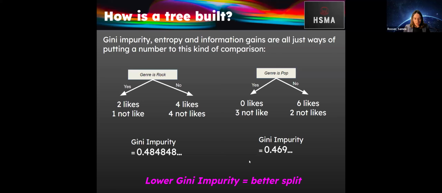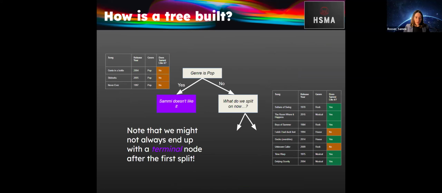So if we do this for our 2 different splits in this case, we find that this one over here, where the genre is rock, gives us an impurity of 0.484848. The one on the right gives you 0.469. Now, lower impurity is a better split overall. So in this case, the genre is pop would be our first split, and we would go from there to do our next split.